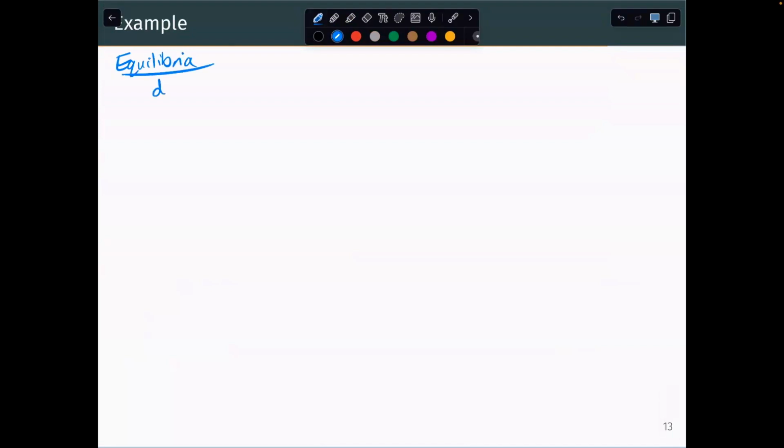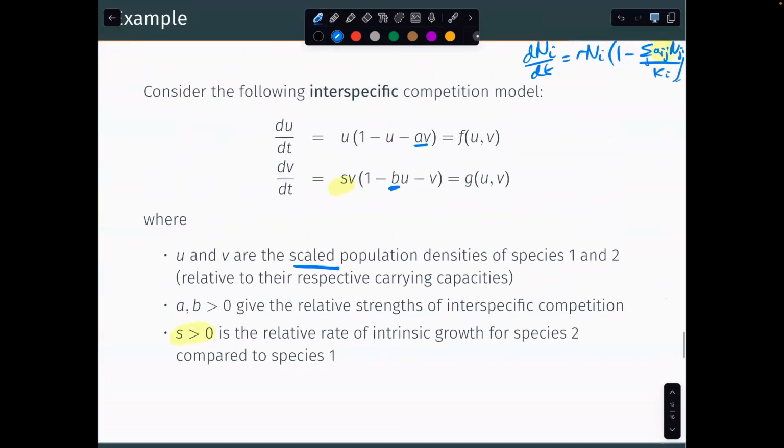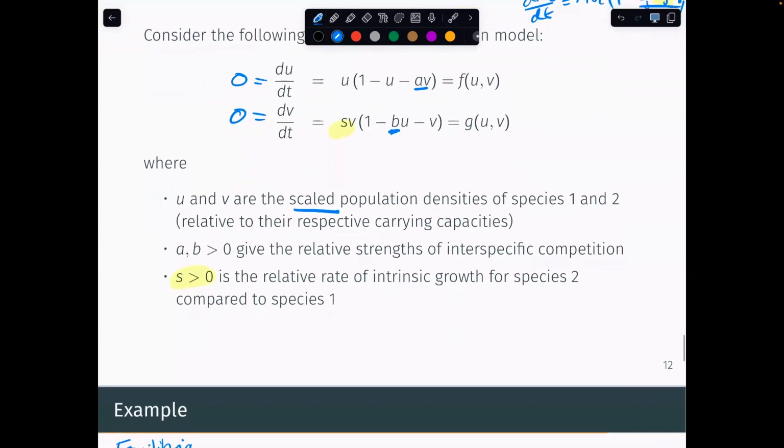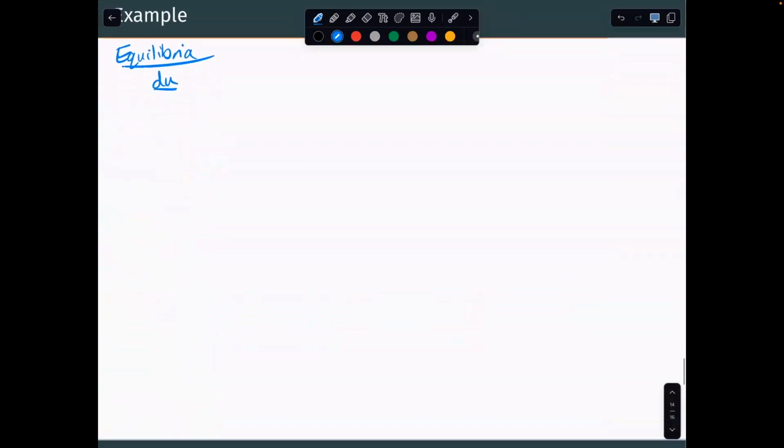So we want to solve this model here when both of these equations are equal to 0. Simultaneously equal to 0 means that there's no change in either of these population sizes. We must be at an equilibrium for the system. So arbitrarily, I'm going to say, okay, what happens when du dt is equal to 0?